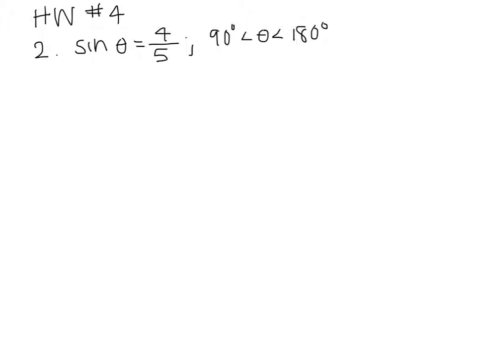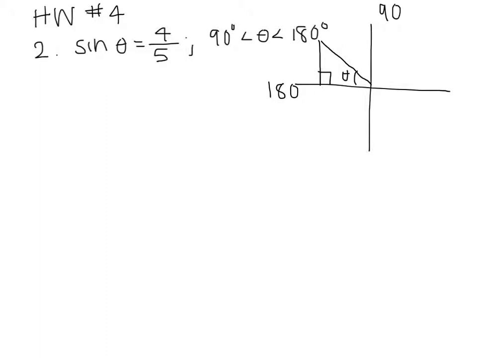So let's start by drawing our quadrant. We want to understand where our theta is starting. Because it's between 90 and 180, we know that it's located in quadrant 2. And we want to go ahead and set up a right triangle to understand what this sine value is showing us. We know that the opposite side is 4, and we know the hypotenuse is 5. So the only unknown value here is going to be x.